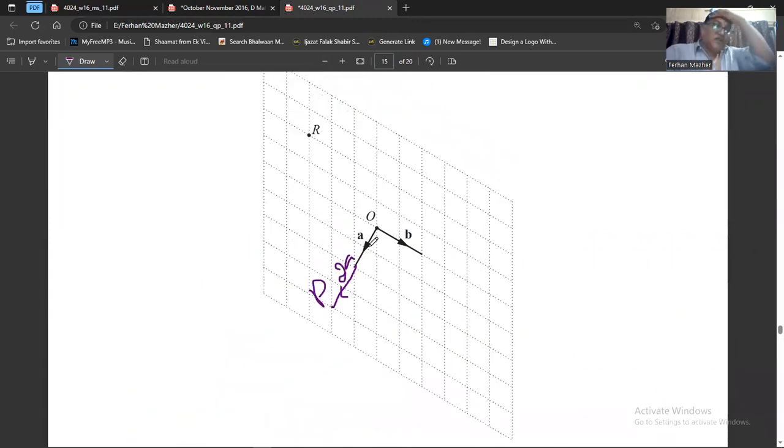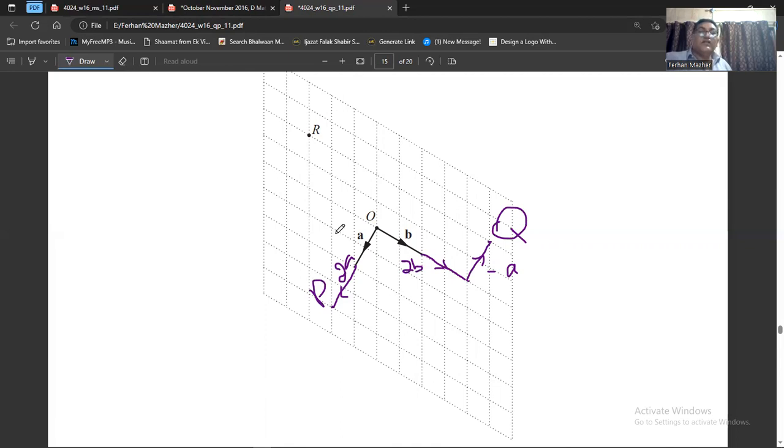2B. B is 2 steps to the right. Again, 2B, 2 steps to the right. So this is 2B. Then you have to go minus A. Minus A will be 1 step forward, 2 steps up. This will be minus A. So this will be your point. This will be the point Q. This is minus A. And this is 2B.